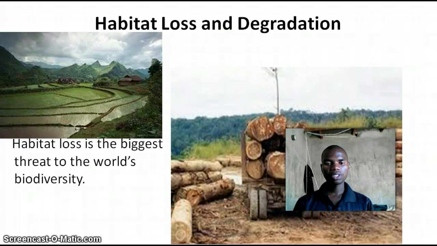So habitat loss is the biggest threat to the world's biodiversity. As you can see on the top left, the habitat has been converted into agriculture, where animals used to live, but now they cannot live there because they sprayed pesticides in order to kill all the insects that were available. And then on the bottom right, people are harvesting trees for building material in the industrial processes. So they're taking away the habitat for the other animals.